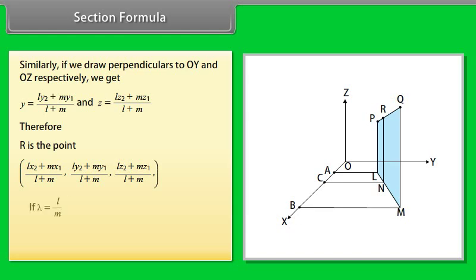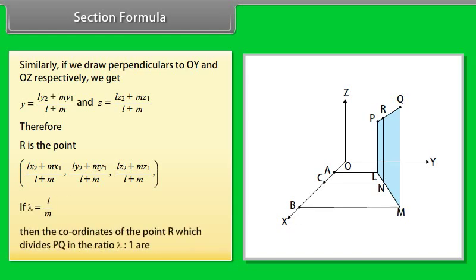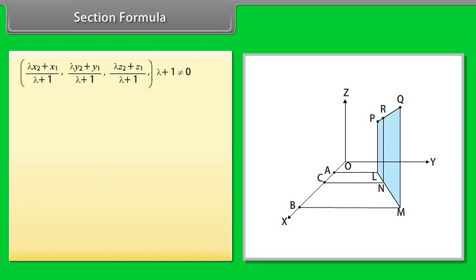If lambda is equal to l/m, then the coordinates of the point R which divides PQ in the ratio lambda:1 are ((lambda x2 + x1)/(lambda + 1), (lambda y2 + y1)/(lambda + 1), (lambda z2 + z1)/(lambda + 1)), where lambda + 1 is not equal to 0.